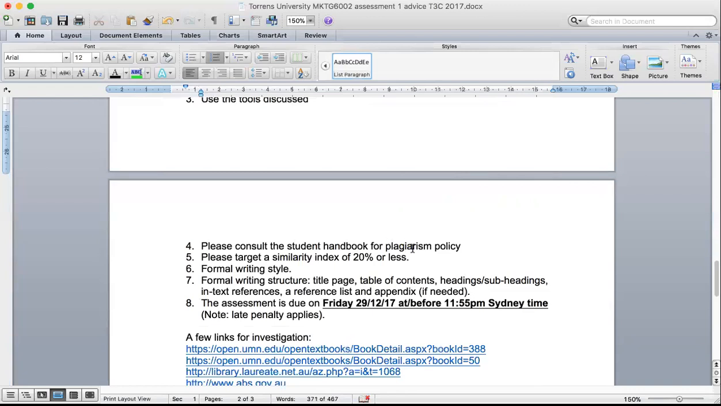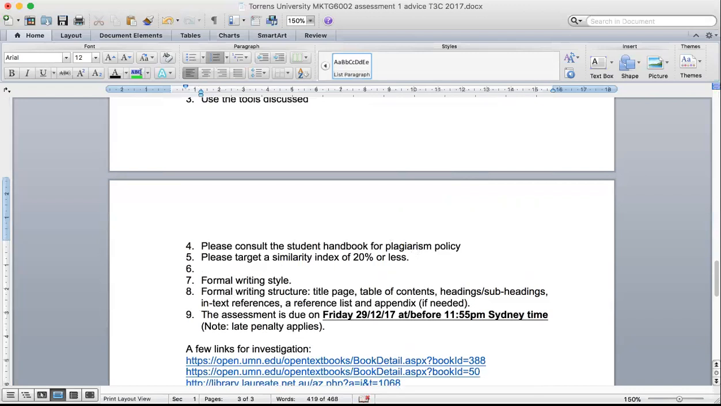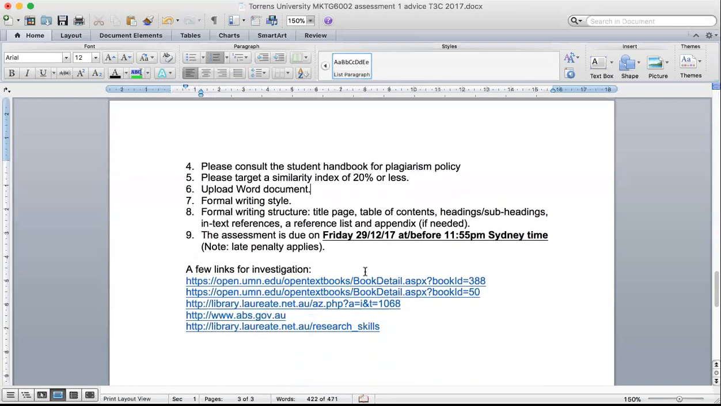Formal writing style and upload Word document. Upload Word document, not PDF, not the other formats. And formal writing structure: title page, table of content, headings, subheadings, and so on and so forth. And the assessment is due on the 29th of December this year. So before you pop your bottle to celebrate New Year, please submit it.